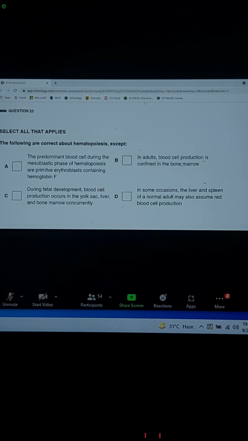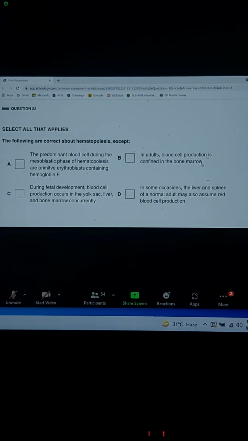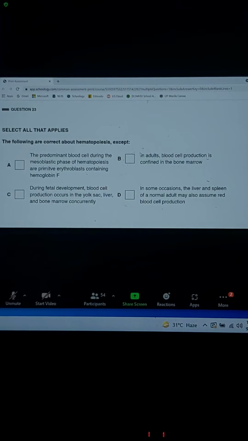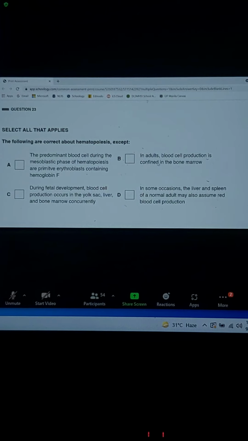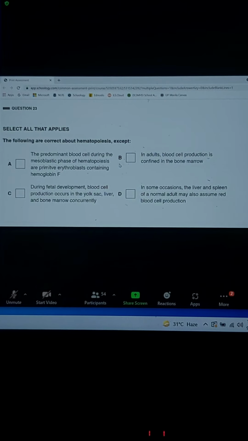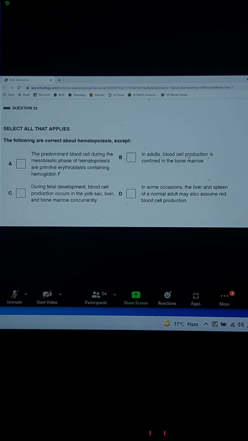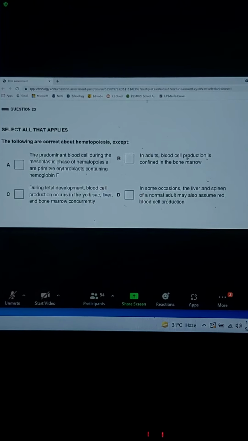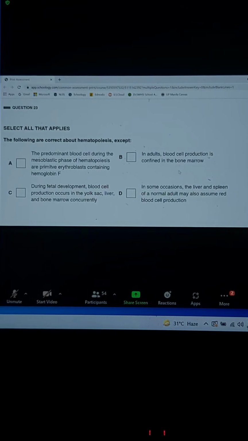So in adults, blood cell production is confined in the bone marrow. So actually, assuming normal ang function, tama si letter B. Okay, class? So dapat confined lang sa bone marrow ang blood cell production, with an exception of course yung sa lymphocytes. Pero generally, this is confined in the bone marrow.